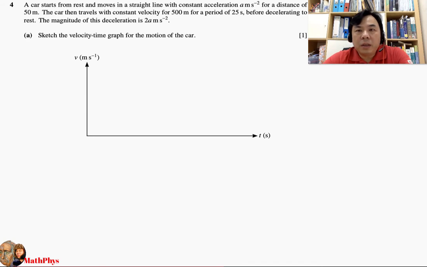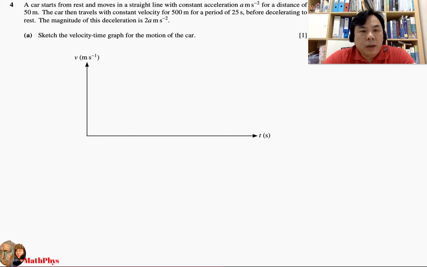Okay. Now, let's take a look at how we're going to work with this. Now, A, sketch the velocity time graph. In order to sketch the velocity time graph, there are two things you need to remember about this graph. First of all, this graph represents velocity with respect to time. As time progresses, what will happen to the velocity? And then there are two extra pieces of information we can obtain from this graph.